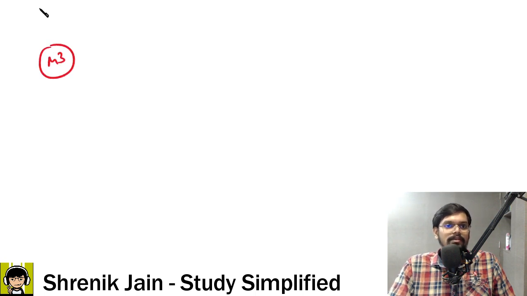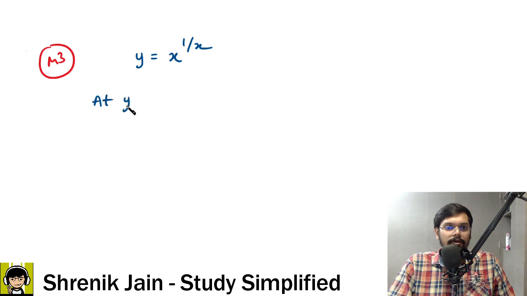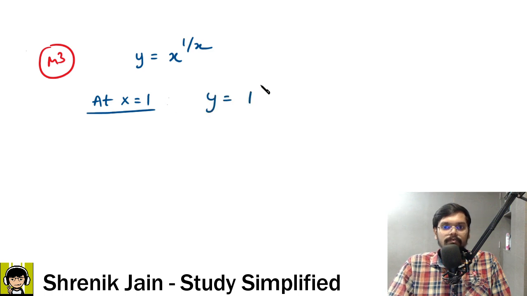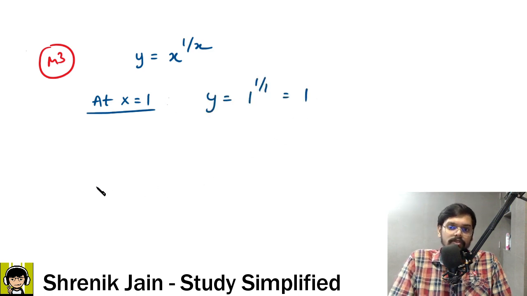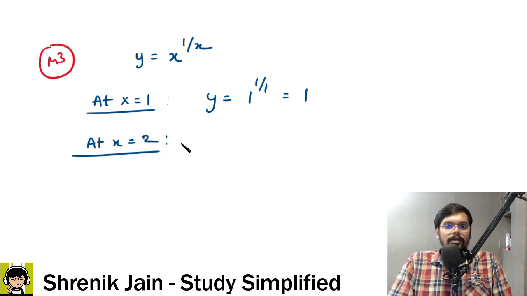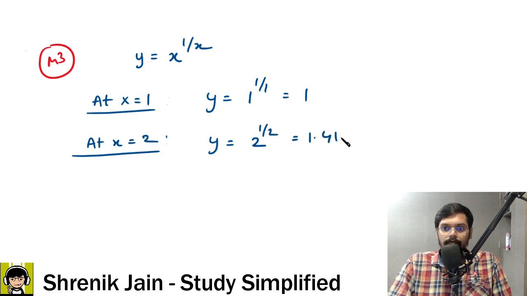So now we have method 3. Method 3 is just basic observation. Basic observation, y is equal to x to the power 1 by x. So I am checking the value of the function at x equal to 1. At x equal to 1, the value of the function is 1 to the power 1 by 1, which is just 1. Then I am checking the value of the function at x equal to 2. Then what is the value? 2 to the power 1 by 2, square root 2, is 1.414.